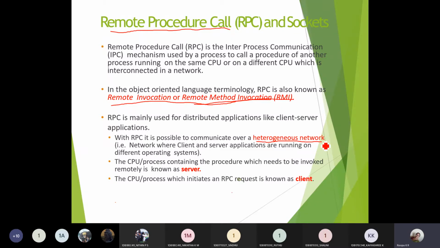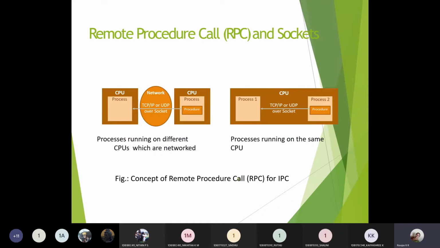So whenever communication is taking place between two points working as a client and server, or two CPUs working on different operating systems, and the communication still takes place, it is said to be communication across a heterogeneous network. The CPU which invokes the communication process is said to be the server. The CPU which receives the information or initiates a request is said to be a client. So this is about RPC, how the information will be passed.